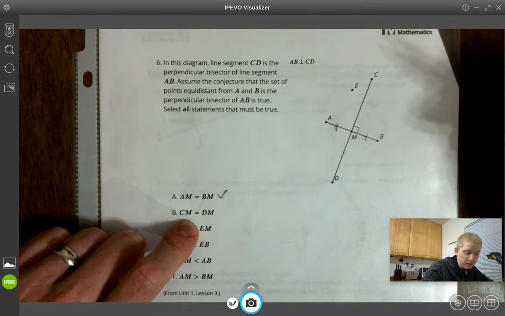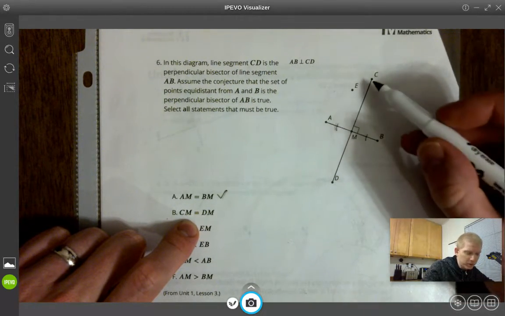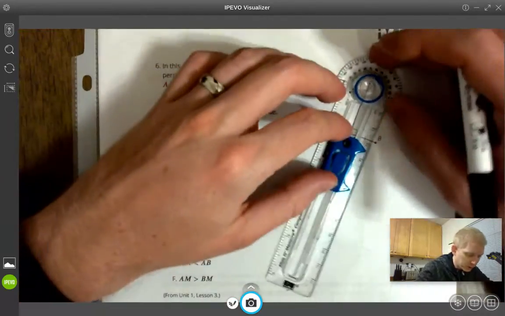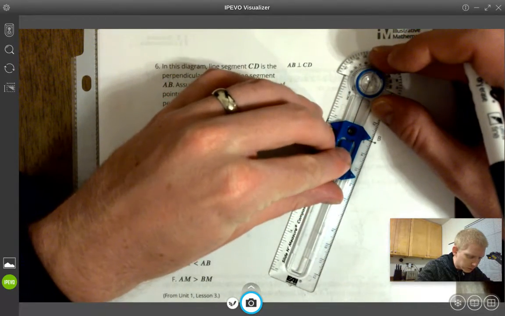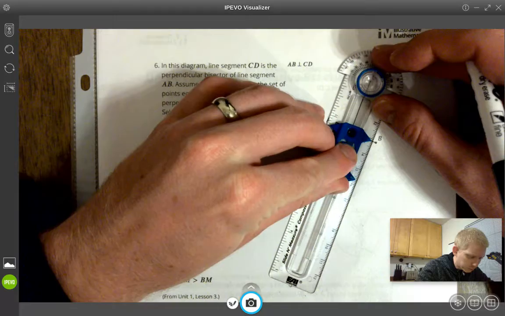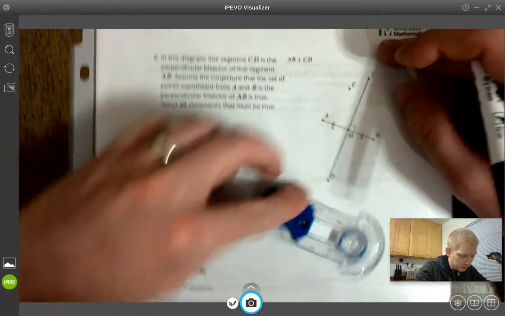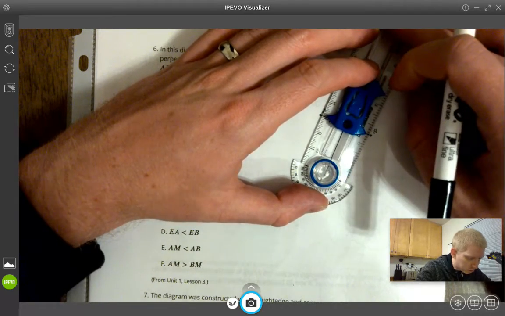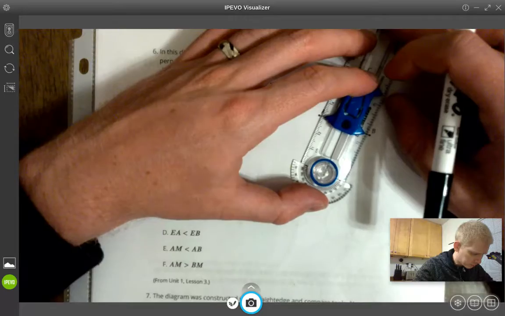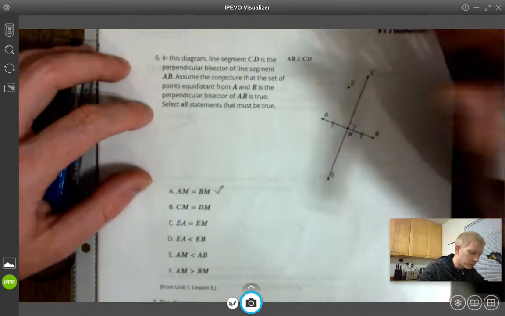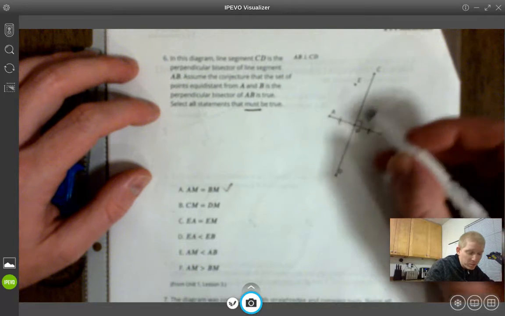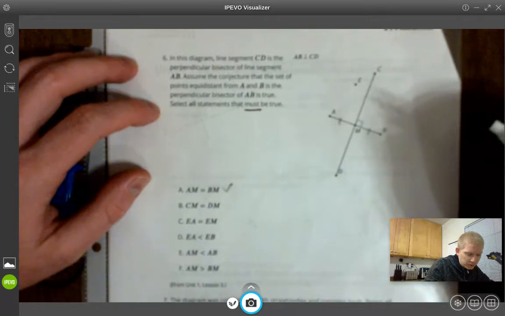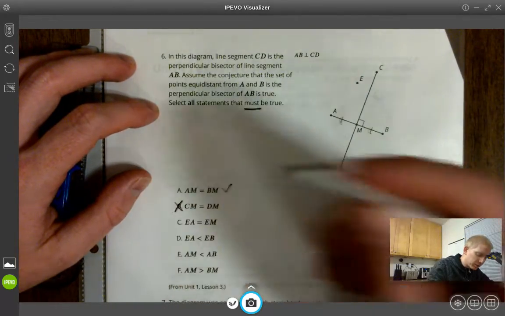We have no idea whether that's a true statement or not, because C could be farther away than D is. And just by comparing distances with our compass real fast, we could check and see if in this particular case it's true. We could set our compass to the length of CM, and if we put our center at D, we can actually see it looks like it does fit right on there. But we don't know for sure that must be true. It might be in this particular case, but we don't know for sure that AB is the bisector of CD. So we would say that this does not have to be true.